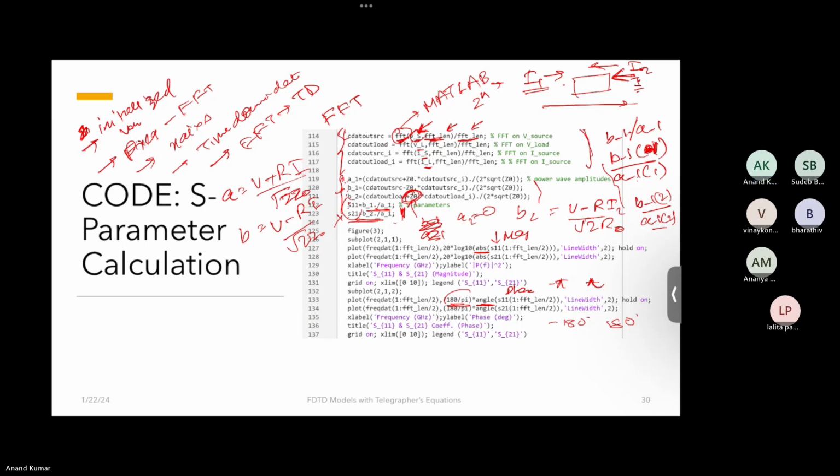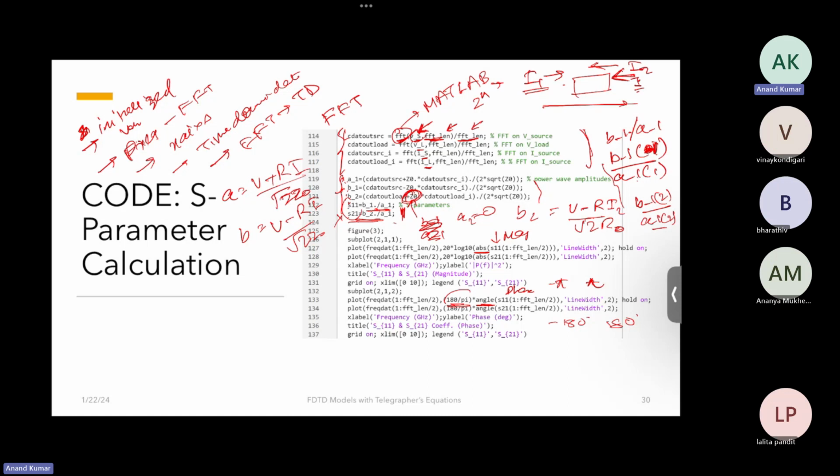Yeah, I'm interested, Prof, in the other parameters like S22 and S12, because I've seen that you've skipped them, probably deliberately. Yes, so they are left as an assignment. Okay, so any question apart from S22 and S12? Any questions in the calculation of S11 and S21?